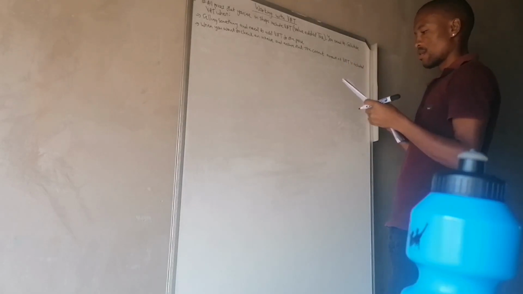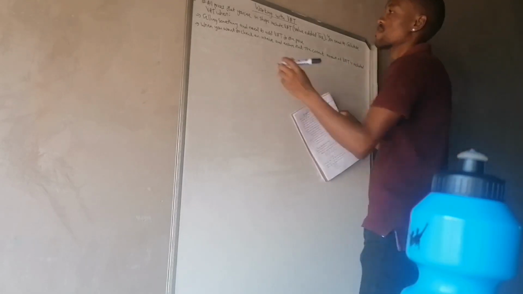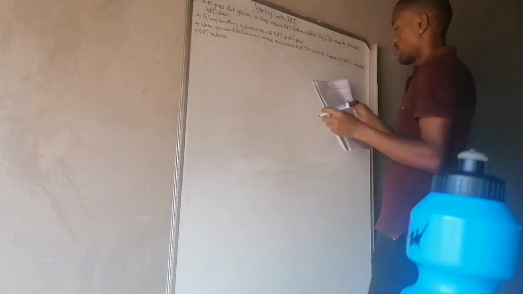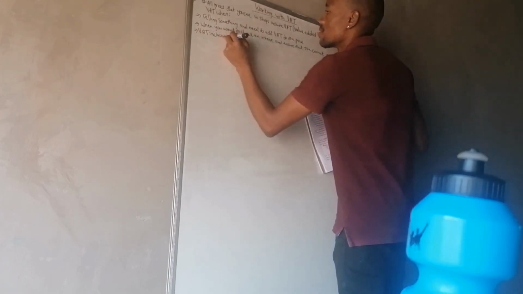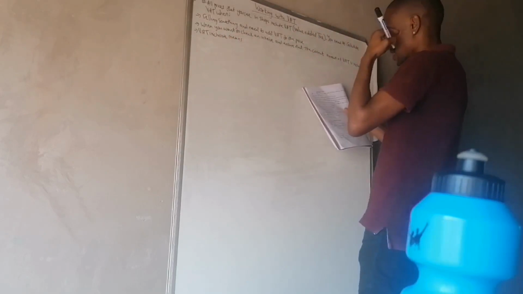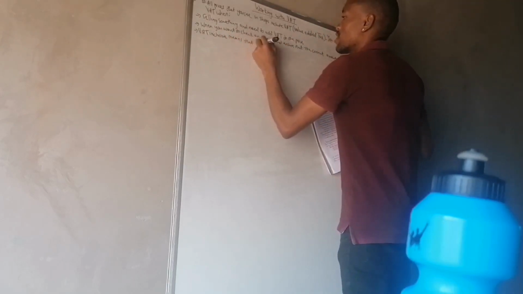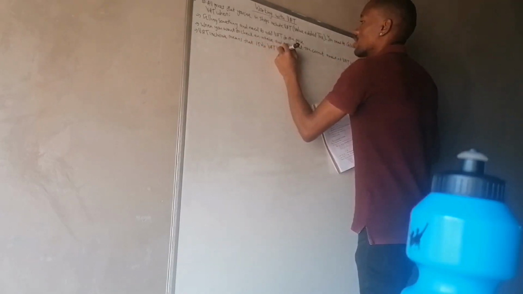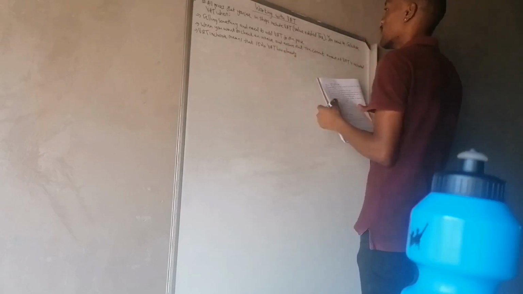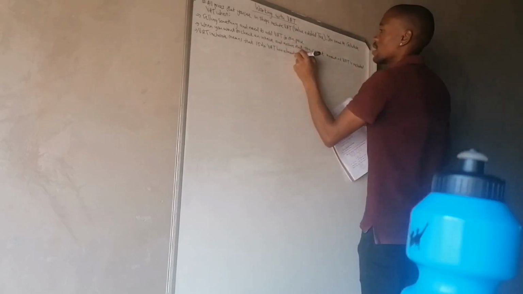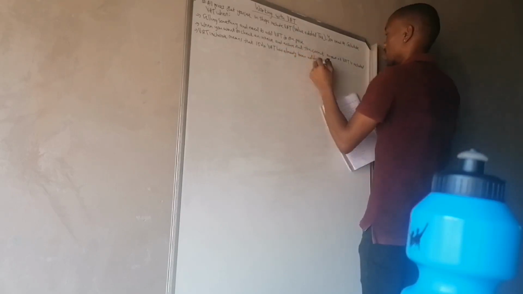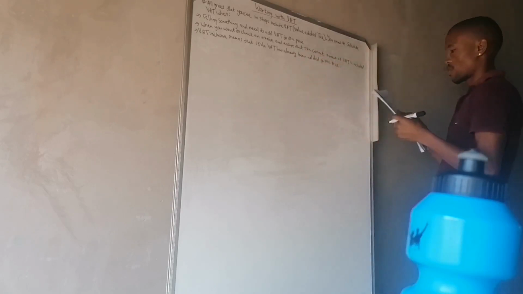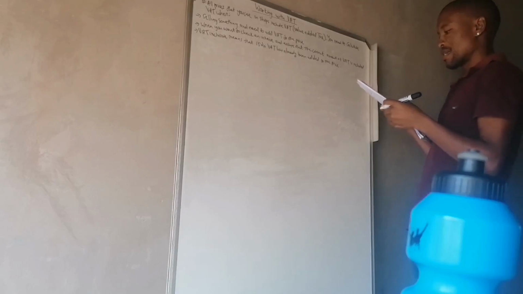And then VAT inclusive. VAT inclusive means that 15% VAT has already been added. It has already been added to the price.